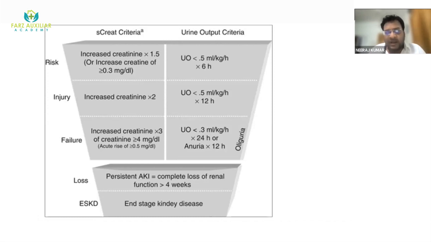It means if from injury to failure, the acute rise in your creatinine must be more than 0.5 milligram per DL. So it was a definition based on serum creatinine criteria and then based on urine output. Then the last two words, that is L, loss, and E, ESKD or end-stage renal disease, have been defined by persistent AKI. What do you mean by persistent AKI? Persistent AKI means the patient has loss of renal function for more than 28 days. So it was defined as loss. And what was ESKD? The patient underwent into end-stage renal disease.